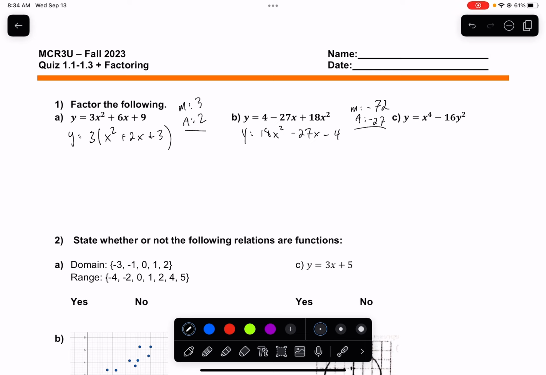Yeah, right. Shouldn't that 4 be positive? Oh, yeah, maybe it is. Okay, thank you. I was right the first time. So multiply to positive 72 and add to negative 27. What do you think those two numbers are?